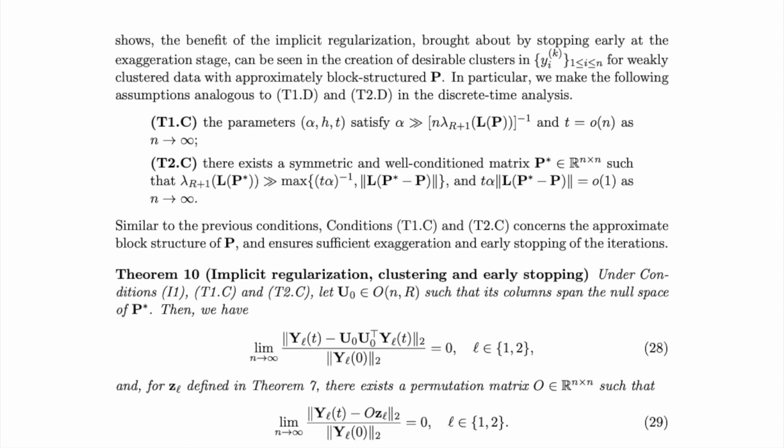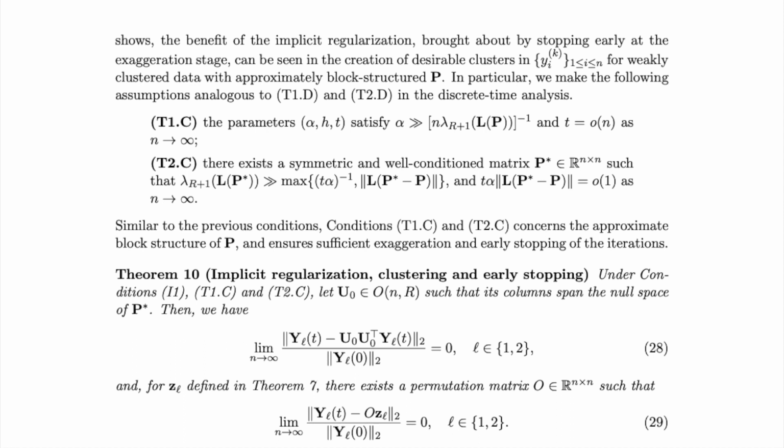In particular, we make the following assumptions, analogous to T1.d and T2.d in the discrete time analysis. T1.c: The parameters of h_t satisfy lambda_n less than or equal to lambda_{r+1} minus 1, and t is of the order of the appropriate scale as n goes to infinity. T2.c: There exists a symmetric and well-conditioned matrix P_n such that lambda_{r+1}, L, max of T minus 1, L minus P_n, and epsilon minus P_n equals O(1) as n goes to infinity. Similar to the previous conditions, T1.c and T2.c concern the approximate block structure of P and ensure sufficient exaggeration and early stopping of the iterations.